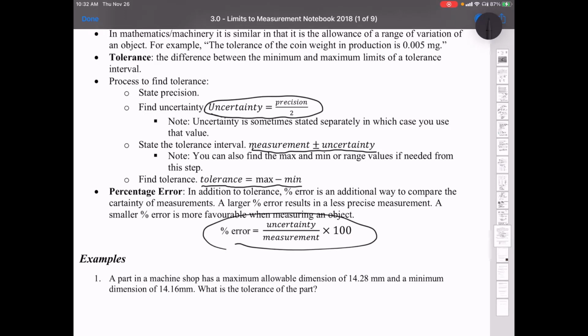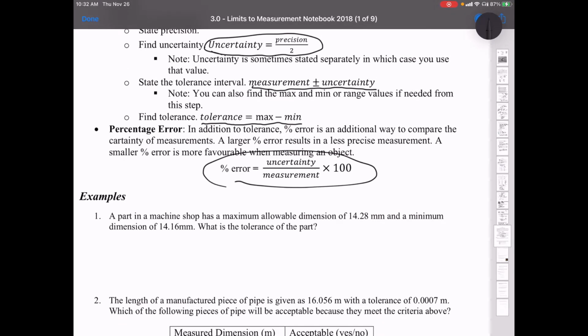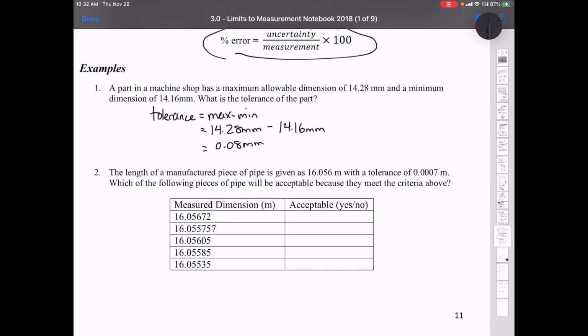So we can go through and do a couple of problems here. A part in a machine shop has a maximum allowable dimension of 14.28 millimeters and a minimum dimension of 14.16. We want to figure out what the tolerance is. Well, tolerance is just max minus min. Our max value is 14.28 millimeters and a minimum allowable of 14.16 millimeters, which gives us a tolerance of 0.08 millimeters, like so. That's all it is.